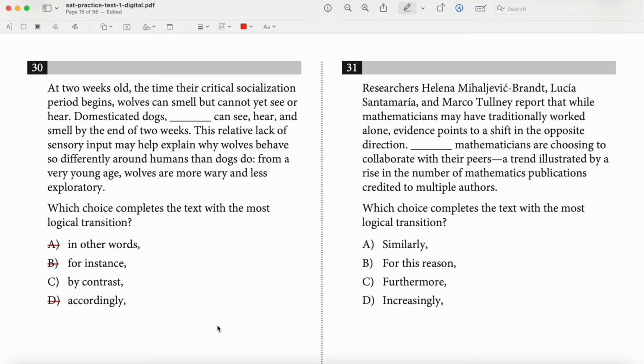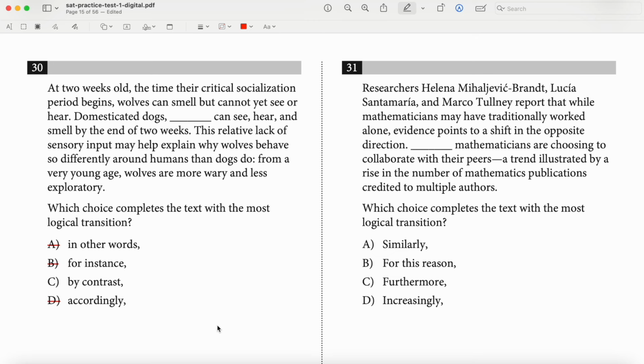Ooh, this is tough. What's the first idea here? Let's make that really clear. The first idea in the first sentence. Just showing that mathematicians typically work alone. Yeah, and that evidence points to a shift in the opposite direction. Yeah, they're not working alone as much.